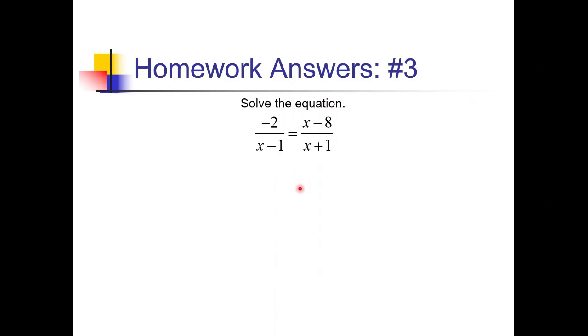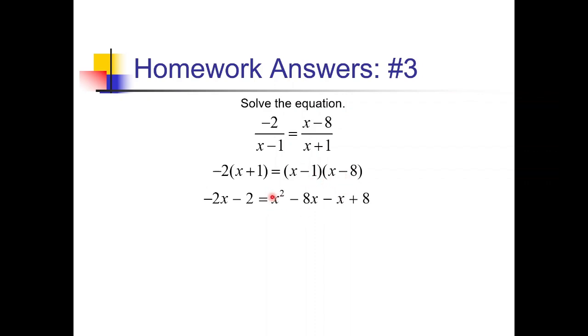For this one, I have one term on each side, so I can use cross multiplying to get those x's out of the denominator. So on one side, I'm going to have negative 2 times x plus 1. On the other side, I've got the x minus 1 times the x minus 8. And now let's distribute on each side and simplify a bit. So we've got negative 2x minus 2 on the left side. On the right side, we're going to have x squared minus 8x minus 1x plus 8.